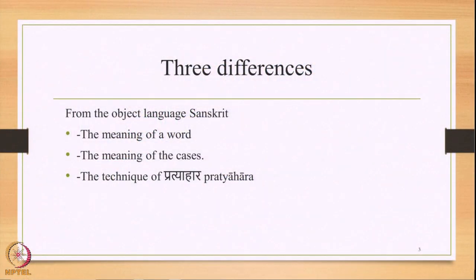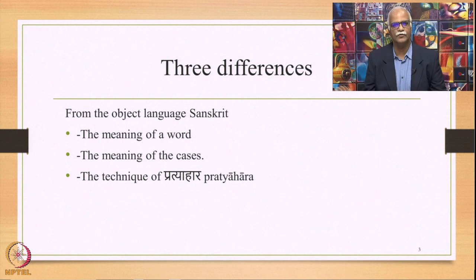We have already discussed the concept of metalanguage, and we also said that there are three additional differences in the metalanguage other than the object language. The object language of Pāṇinian grammar is Sanskrit. The metalanguage is also Sanskrit. And in this metalanguage, some features are followed from the object language. But there are some additional features, and that is what we are studying right now.